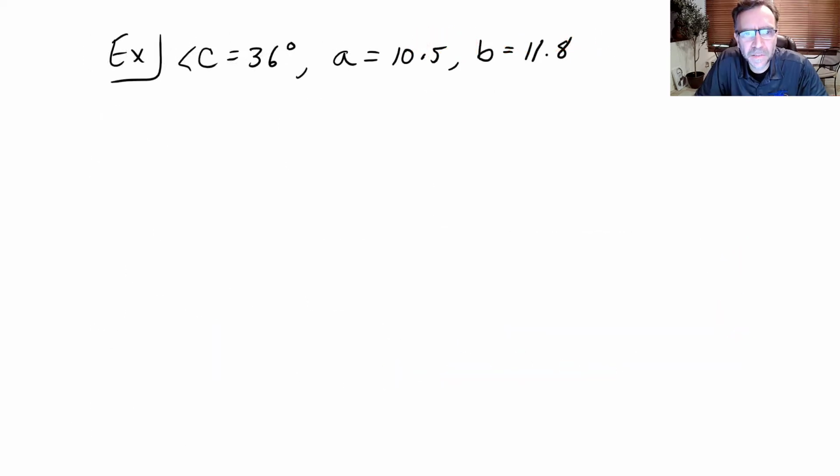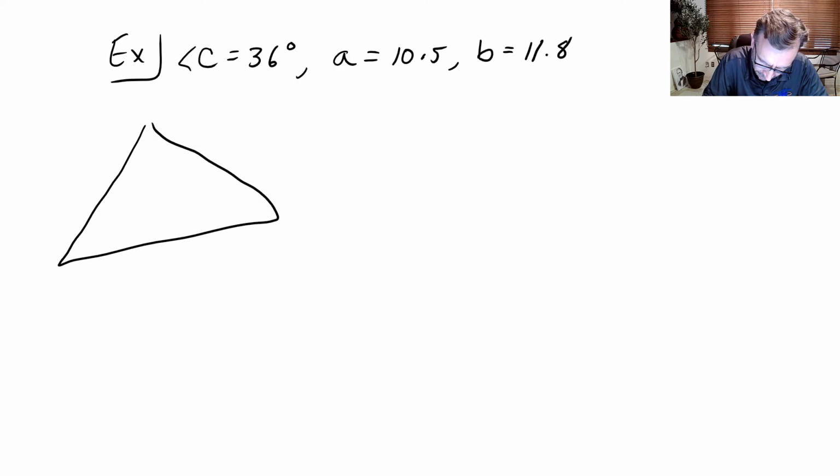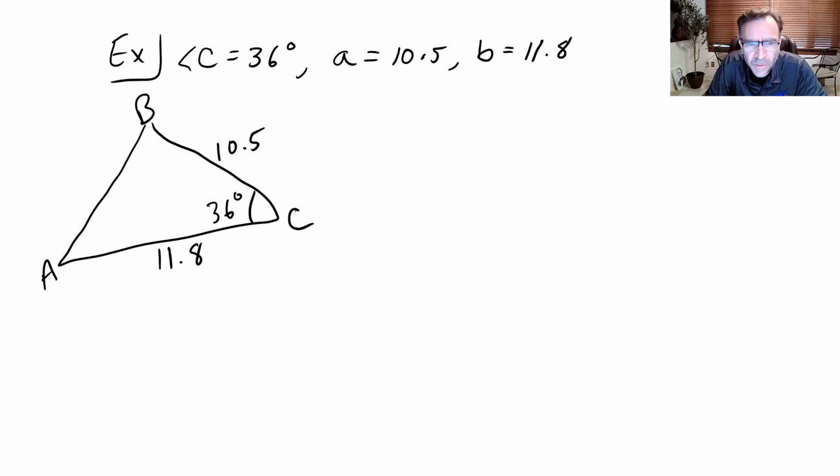Okay, now here's our example. Let's go ahead and draw a triangle, just a general triangle here. Don't worry about drawing this to scale, ABC, but it's not necessarily a right triangle. Here, C is given to be 36 degrees, a is 10.5 units, and little b is 11.8 units. So when you look at this triangle, you can see the given situation really is a side angle side. Right? You have 2 sides and an angle between them.